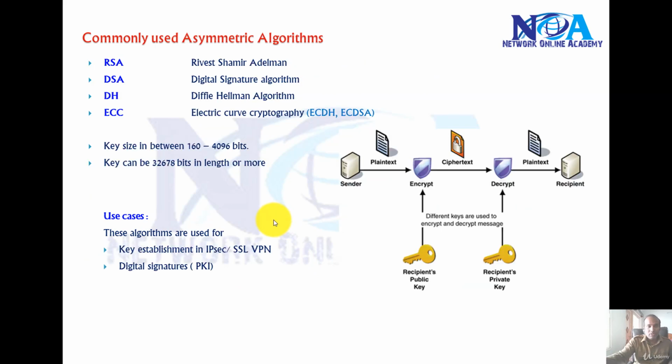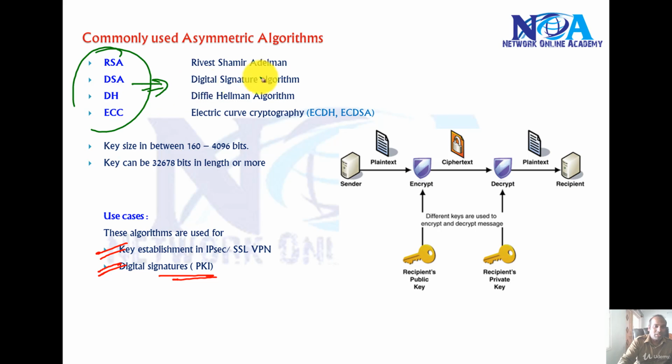Asymmetric algorithms are more commonly advanced algorithms. For use cases, they can be used in key establishment, IPsec, and SSL VPNs, and are generally used in digital signatures. We'll talk about public key infrastructure in later sections. And these are the names of the commonly used algorithms. The sizes will vary again, depending upon the algorithms.